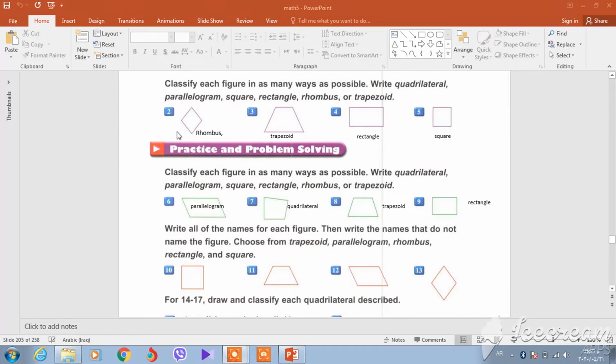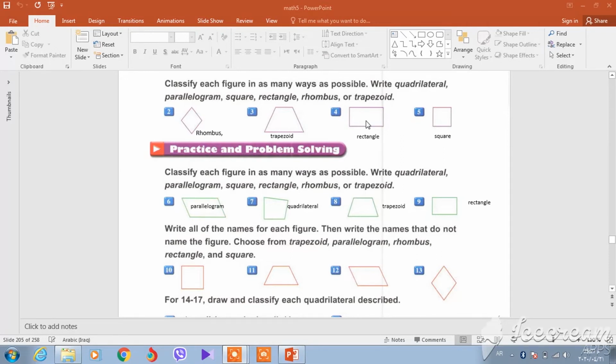If you look at practice 2, we have a rhombus. You can say parallelogram and quadrilateral also, students. I just write it as the rhombus. Practice 3 is a trapezoid. You can say quadrilateral because in a general quadrilateral we have four angles and four sides. Also a trapezoid.